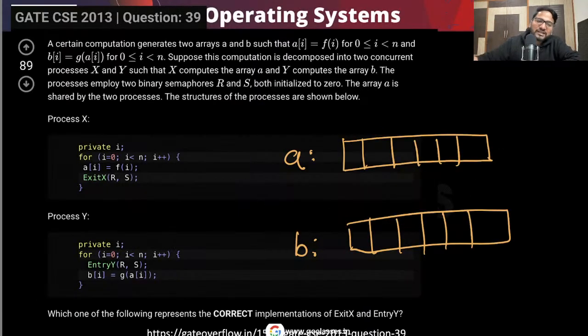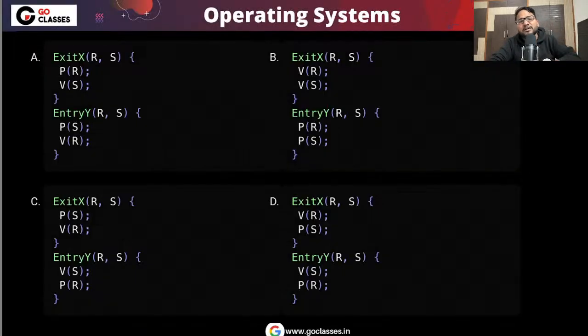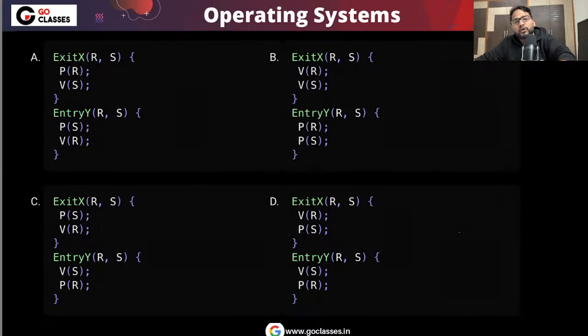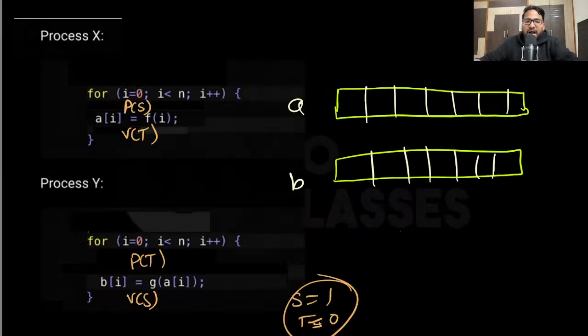But the question is not that straightforward. One thing we have understood is that they want us to implement this entry and exit. And what are these entry and exit? These are some combination of p and v. So basically they are saying, I can write p here and v here, p here and v here, right? I can enclose.